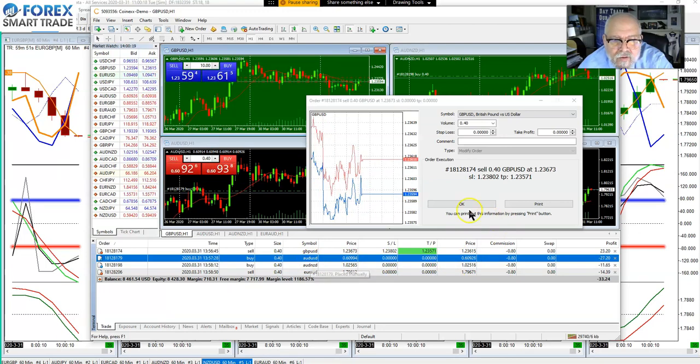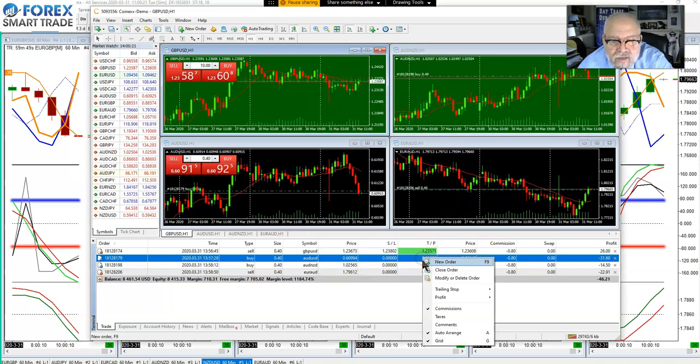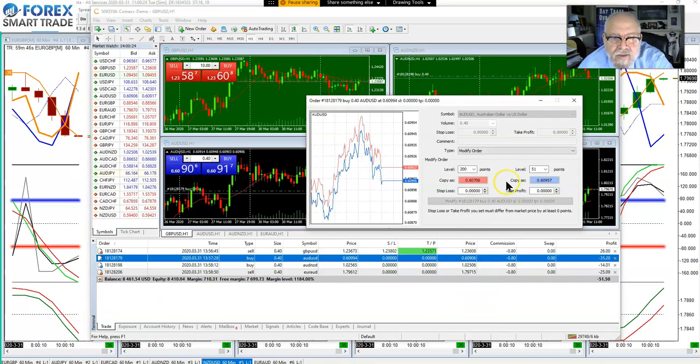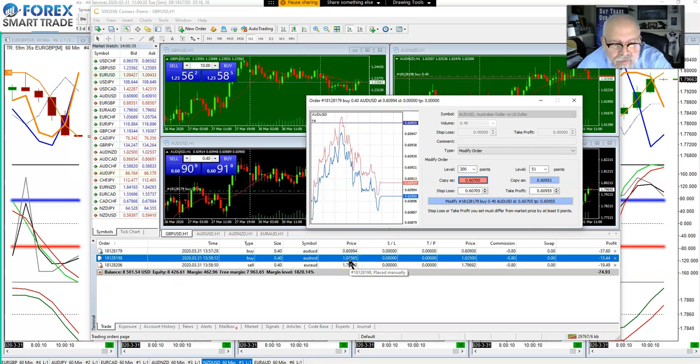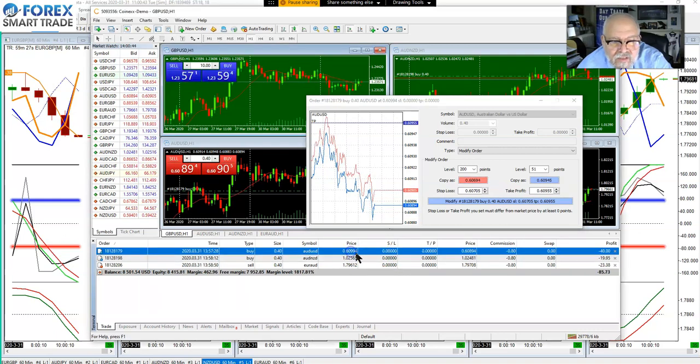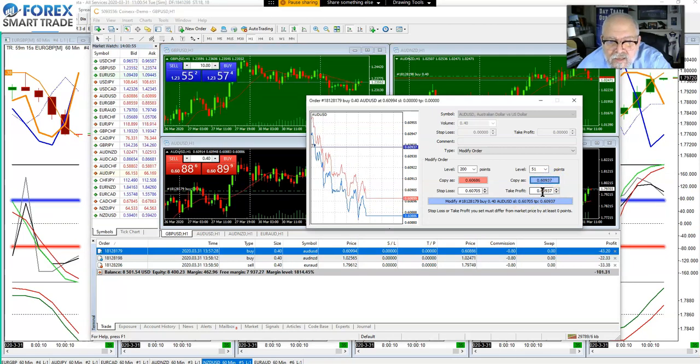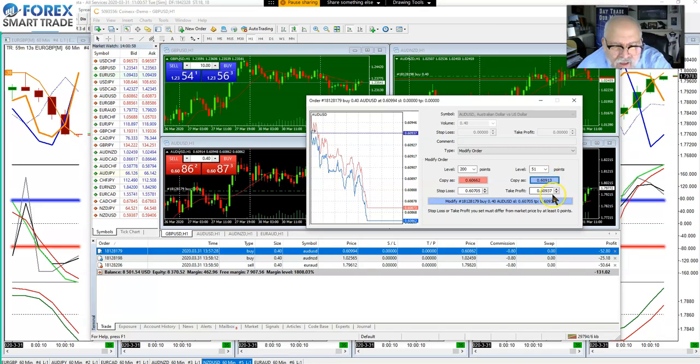Australian. Right click, modify, 5 and 200 or 20. I got in at... our one closed. Let's see here. AUD USD. I got in at 60.99. It's a buy, so if I add 5 to this 99, I'm going to go to 10.